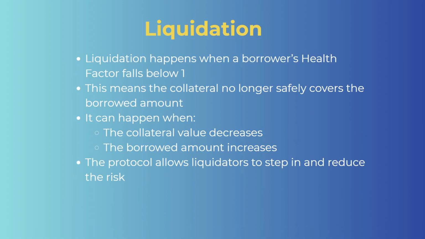What does it mean to be liquidated? Liquidation, as we said, happens when a borrower's health factor falls below 1. This means that the collateral that we have provided no longer safely covers the borrowed amount. This can happen in two instances: if the collateral value decreases or if the borrowed amount increases. The protocol allows liquidators to step in and reduce the risk.